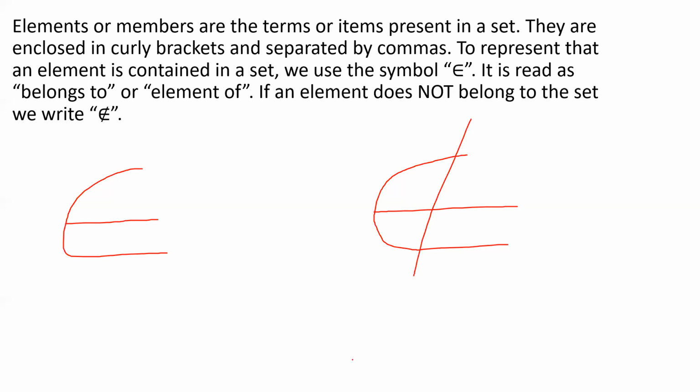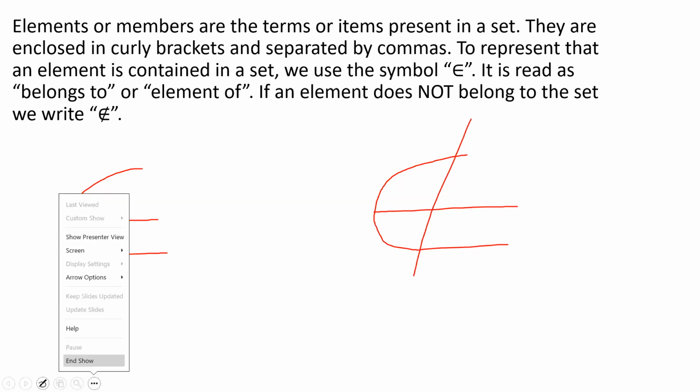The one on the left-hand side means it is an element of, and the one on the right-hand side means that it is not an element of. Please make sure you understand the difference: is an element of and is not an element of. All right, so let's do an example. Let me end this.